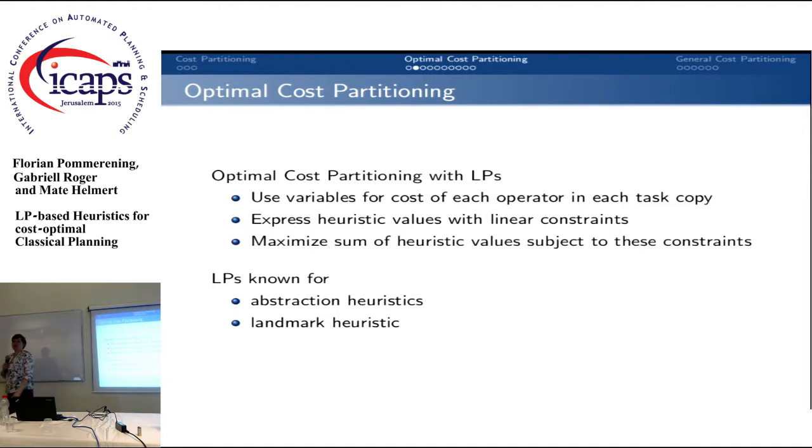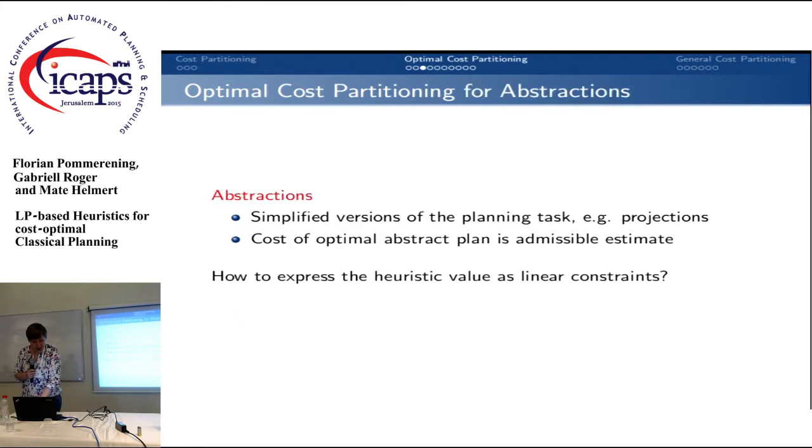And, well, as I said, we need to have a possibility to define a heuristic with linear constraints, and this is already known for abstraction heuristics and for landmark heuristics. So I will show these as examples. So everyone should know abstractions by now from the previous tutorial. If you don't, abstractions are just simplified versions of planning tasks, for example, projections.